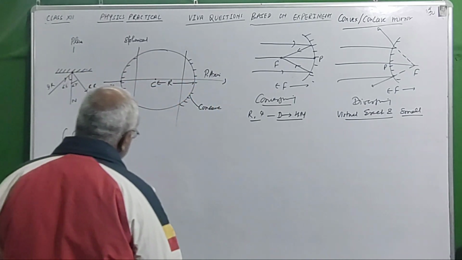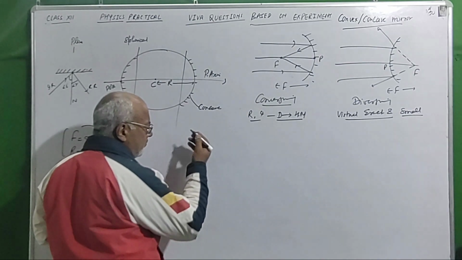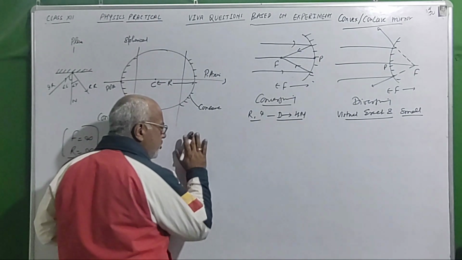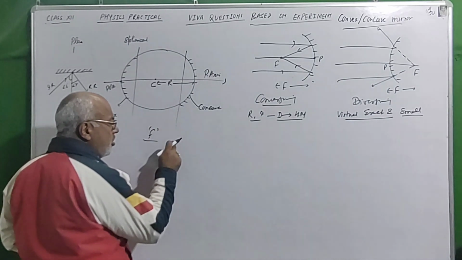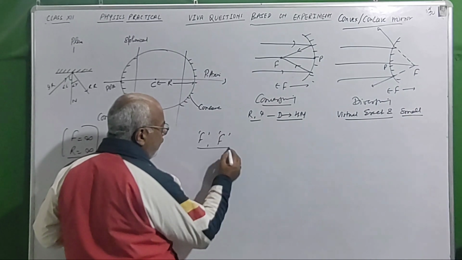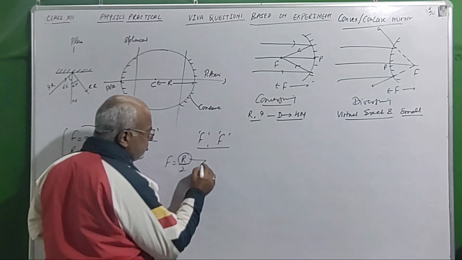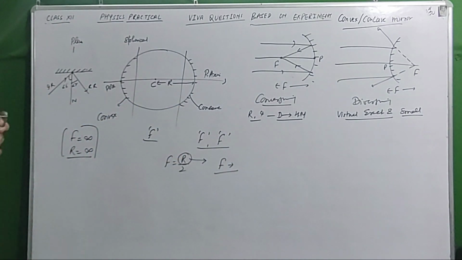We have a spherical mirror. We cut this spherical mirror into two parts. When we cut it into two parts, the focal length of each individual part remains F, because focal length depends on the radius of curvature, and the radius of curvature does not change, so the focal length does not change. Right?